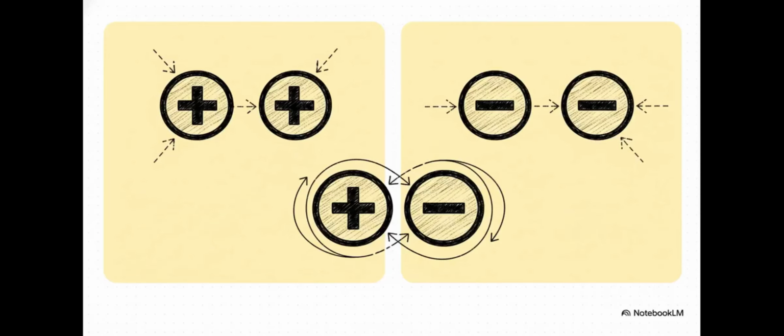And really, it all comes down to one super simple, super important rule. You've got two kinds of charge, positive and negative. And the number one rule of the club is this: opposites attract, likes repel. That's it. That one idea explains so much.